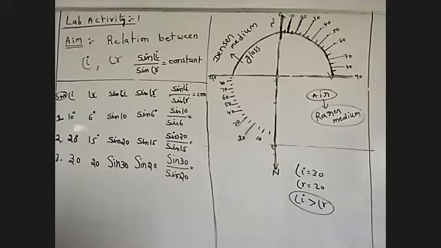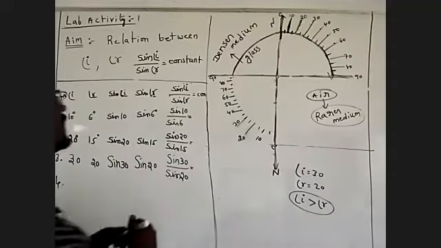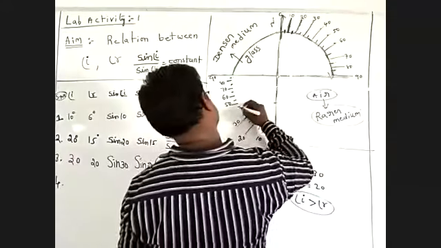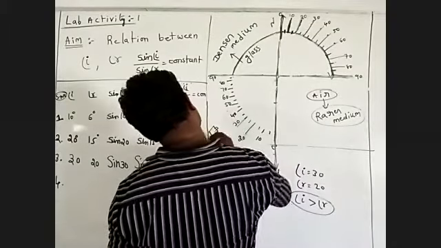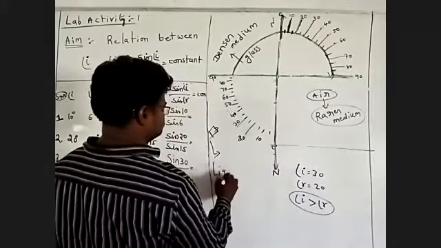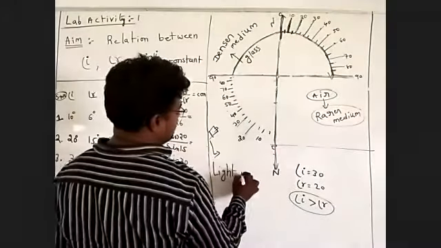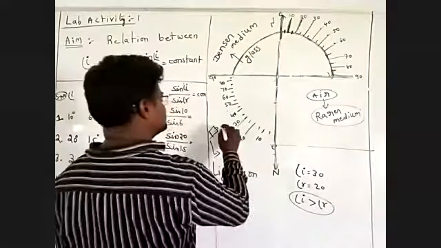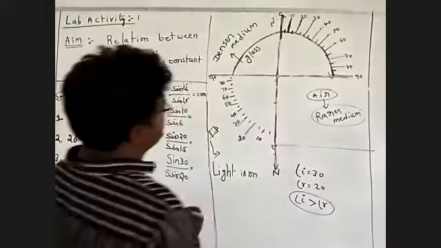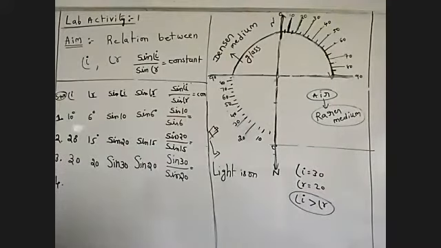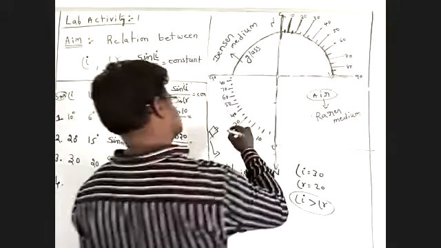Next, fourth situation. So light travels. Light is kept here, light on. Light is on means the light ray passes 40 degrees.